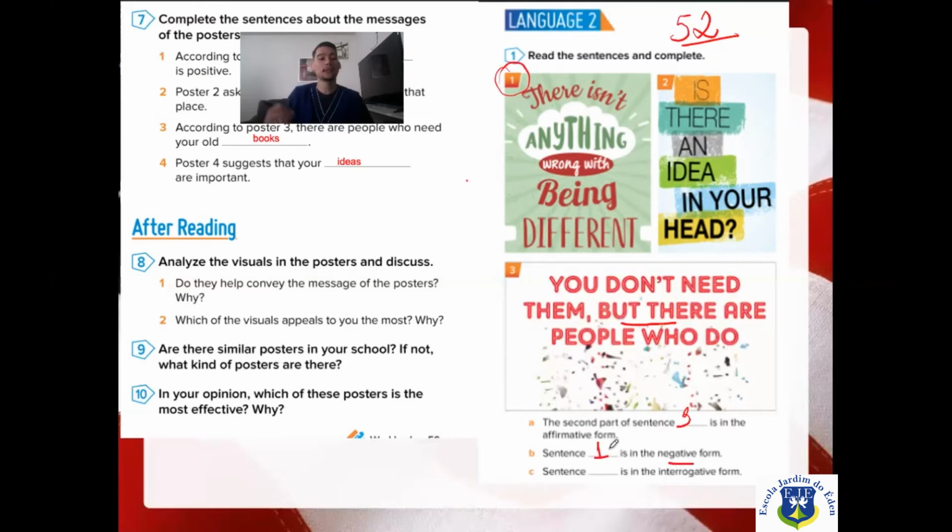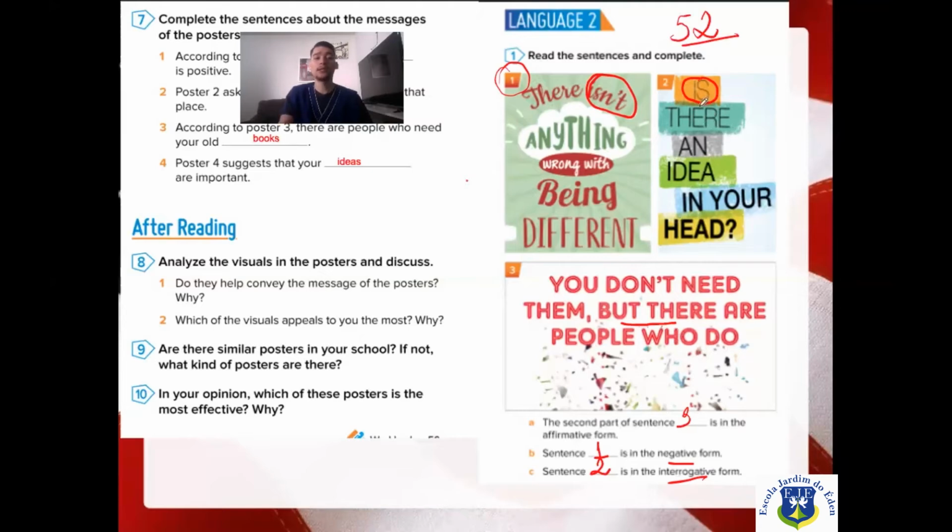Why, teacher, is it in the negative form? Because here we have isn't, negative. C, sentence number 2 is in the interrogative form. Pay attention, we have the verb to be before, okay? The beginning of the sentence, okay?